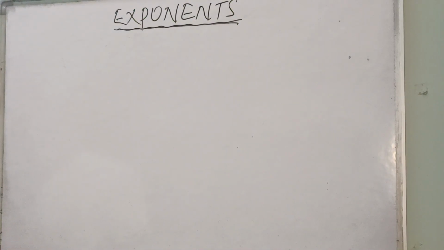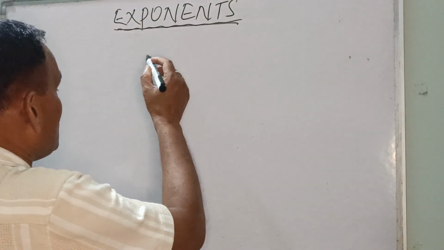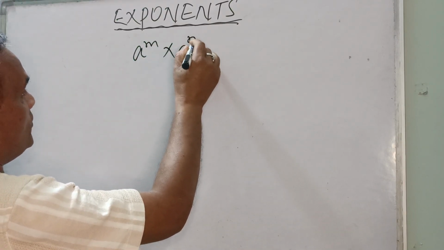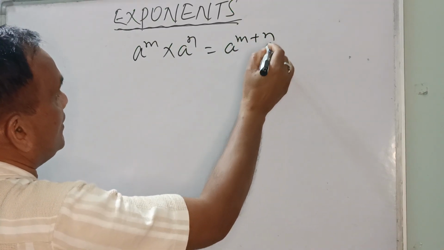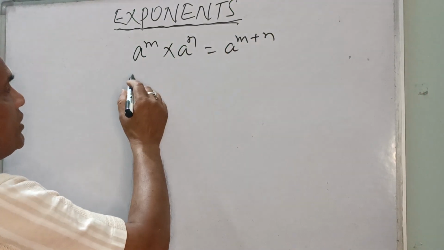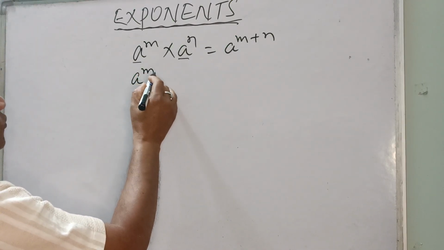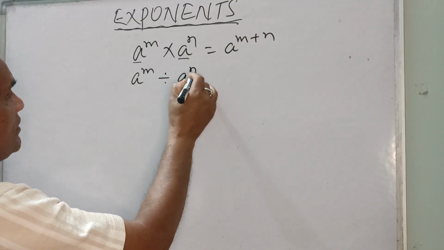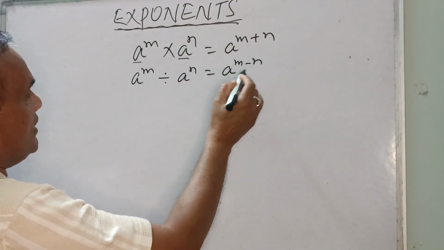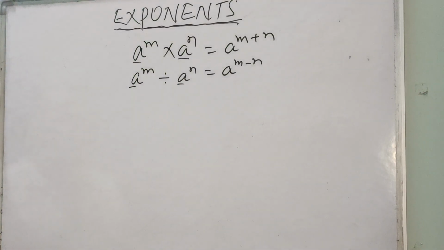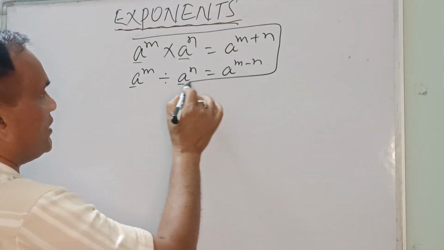What does the further rule of exponents say? We have seen a to the power m and a to the power n. We have seen a to the power m plus n. It shows that the power is added. When we multiply, if the base is the same, then the power is added. And we have seen a to the power m divided by a to the power n, so we write m minus n. Again, if the base is the same, then the power is deducted. These two rules we have already seen, right?